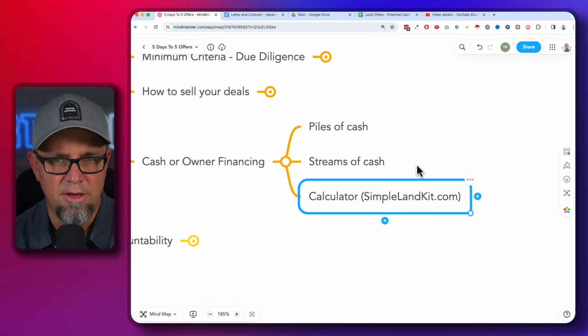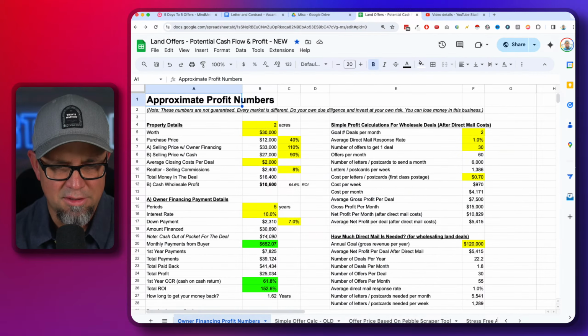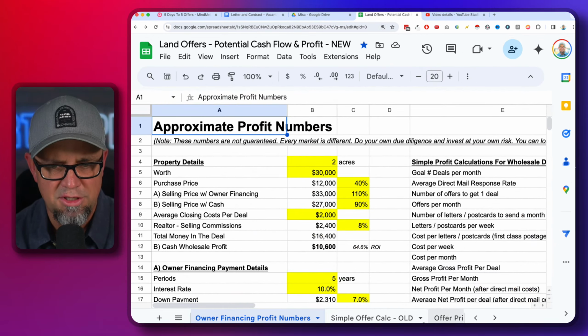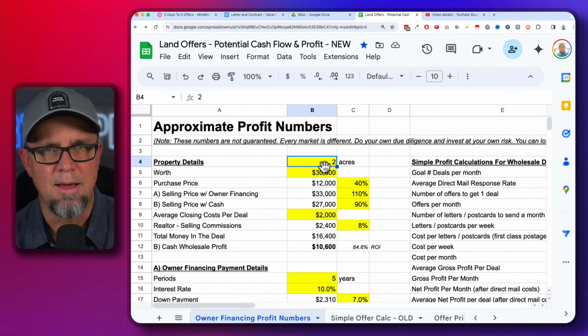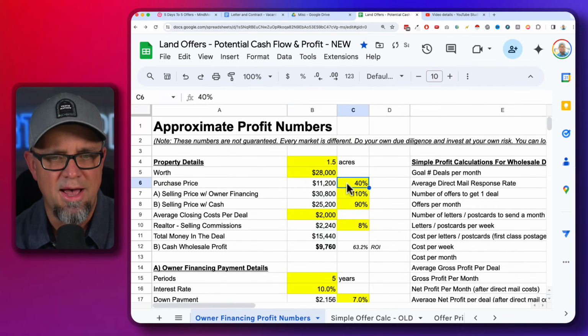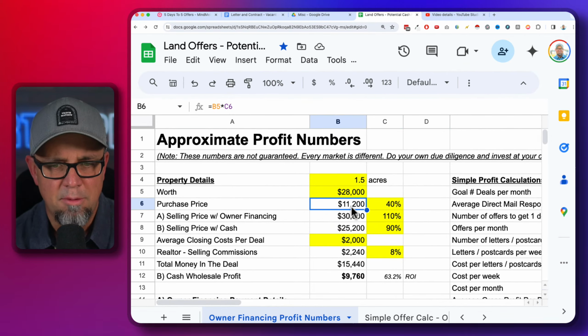Now, this calculator I have that you guys can get at simplelandkit.com, because there's a lot of really cool things here. And I'm going to zoom in a little bit on this spreadsheet. Now, this spreadsheet has a lot of tabs here on the bottom. One of the things that I like to look at is let's just look at an example deal. Let's say it's a 1.5 acre lot. It's worth $28,000. I'm going to typically buy it at maybe 40 cents on the dollar. So I know that's really small. I'll try to zoom in. So I'm going to buy it maybe for cash for $11,200.